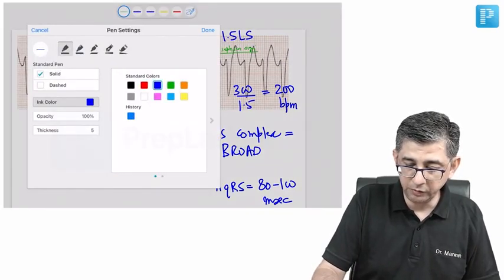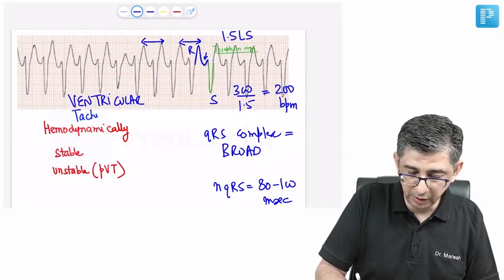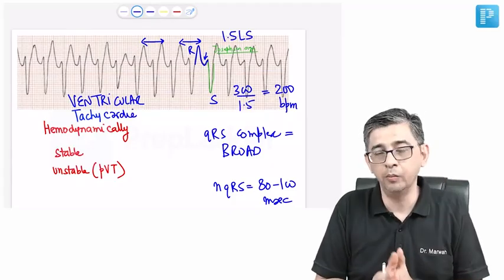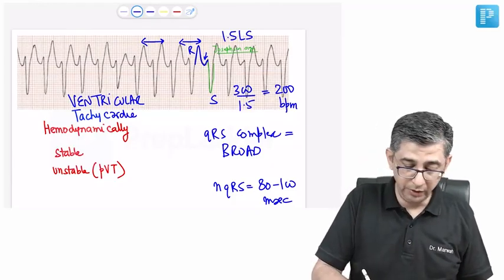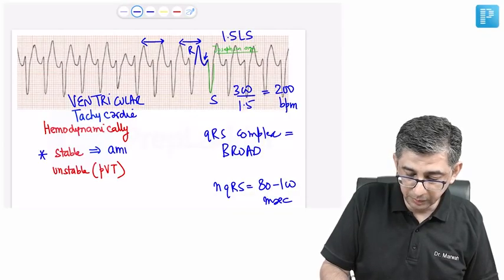Now we focus on what we are going to do for the management of this patient, and the answer will again depend on the blood pressure values. If the patient is hemodynamically stable, then the drug that you can use in the patient is amiodarone.